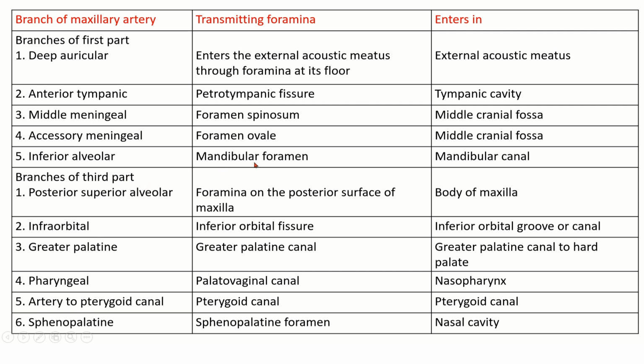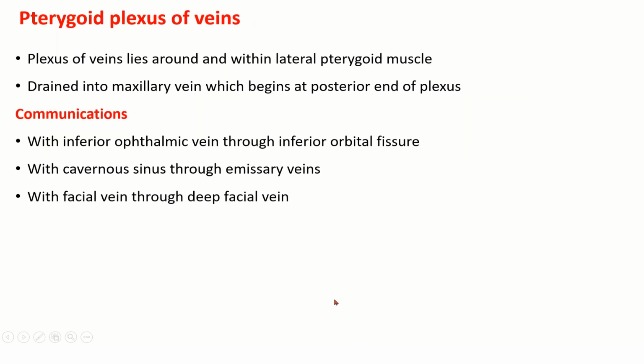The inferior alveolar passes through the mandibular foramen into the mandibular canal. Among the branches of the third part, the posterior superior alveolar passes through a foramen on the posterior surface of the maxilla to the body of the maxilla. The infraorbital goes through the inferior orbital fissure and infraorbital groove or canal. The greater palatine goes through the greater palatine canal to the hard palate. The pharyngeal goes through the palatovaginal canal to the nasopharynx. The artery of the pterygoid canal goes through the pterygoid canal. The sphenopalatine, transmitted through the sphenopalatine foramen, reaches the nasal cavity.